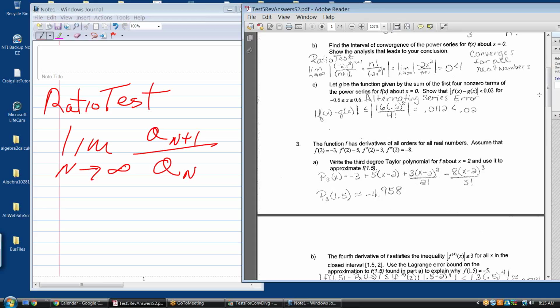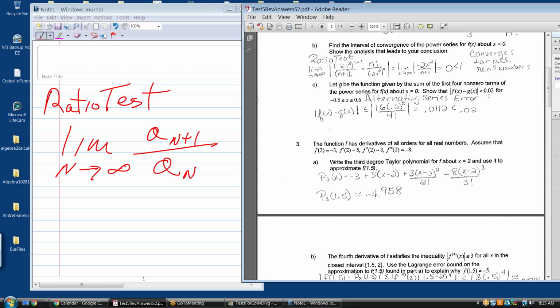Now, the next part of that. Let g be a function given by the sum of the first 4 nonzero terms of the power series for f of x. The error that we're going to get by using just the first 4 nonzero terms of that power series is going to be the first 4 terms minus the entire thing, and that'll be our error that we're going to incur by using only the first 4 terms of this thing.